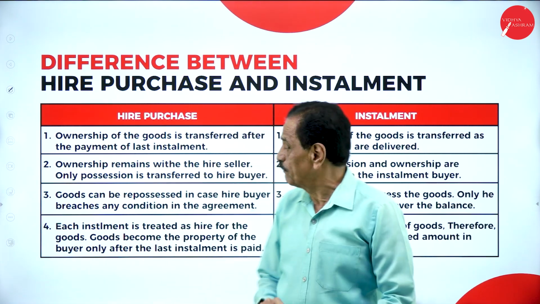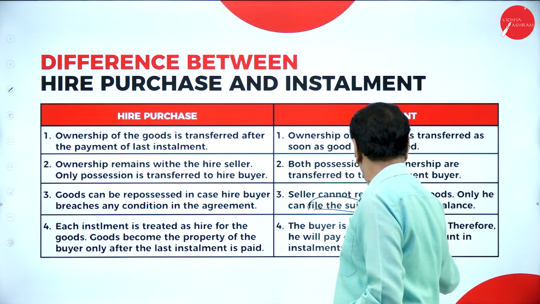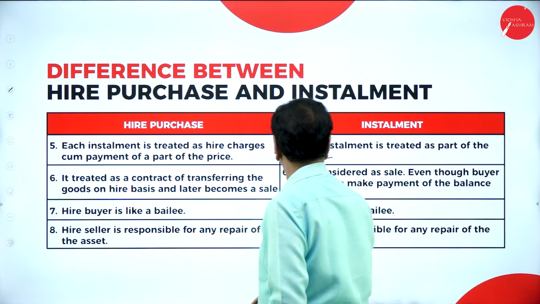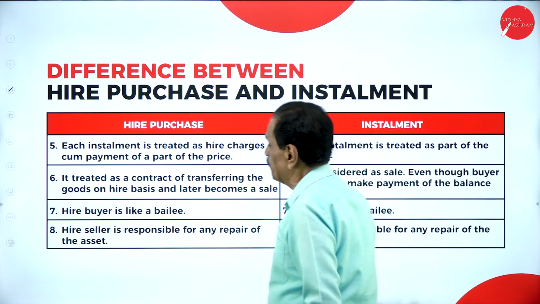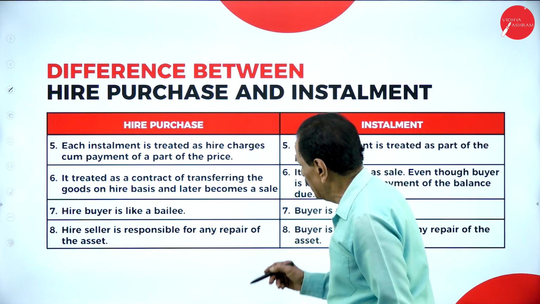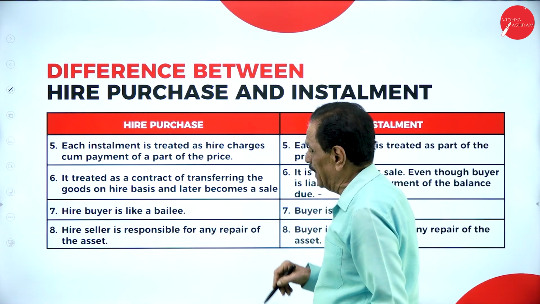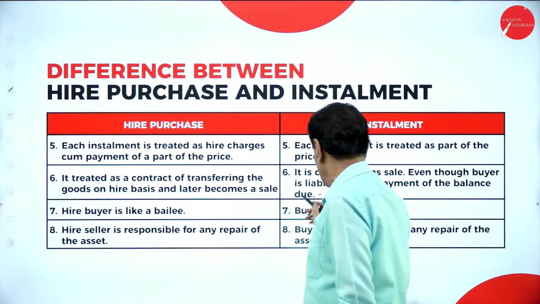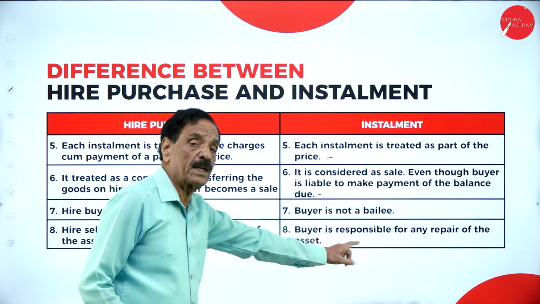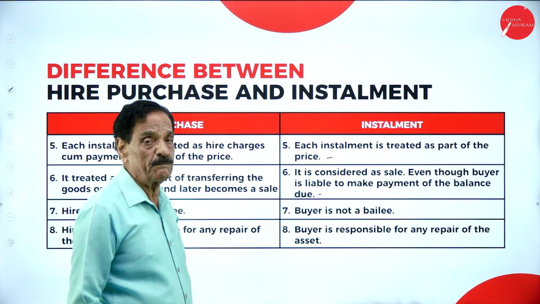This is important. In hire purchase, each installment is treated as hire charges for the goods. In installment system, the buyer is the owner of the goods at the time of the down payment itself, and each installment is treated as a part of the price. Hire purchase is treated as a contract of transferring the goods on a hire basis. Installment is considered a sale even though the buyer is liable to make the payment. The hire buyer is like a bailee; the installment buyer is not a bailee. In hire purchase the seller is responsible for repair of the asset; here the buyer is responsible.